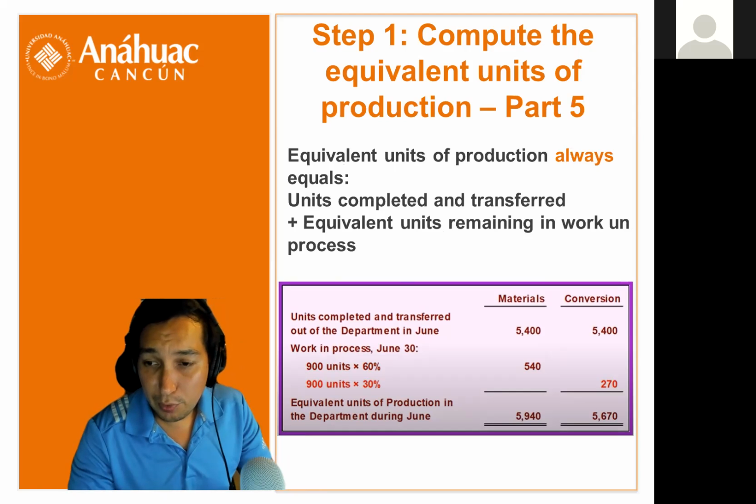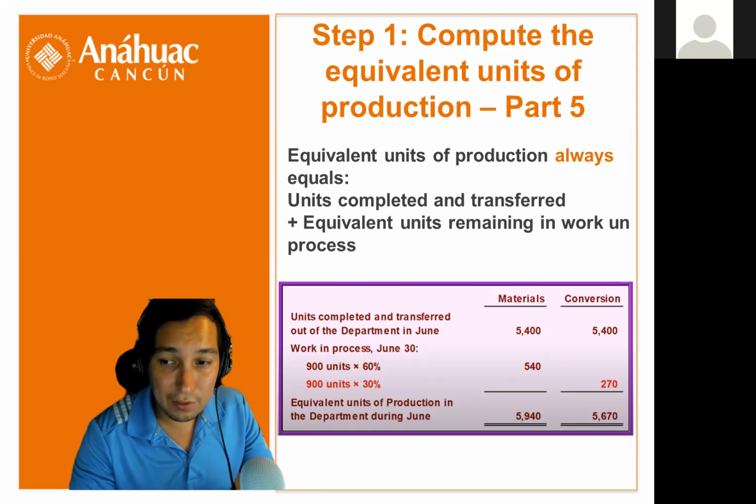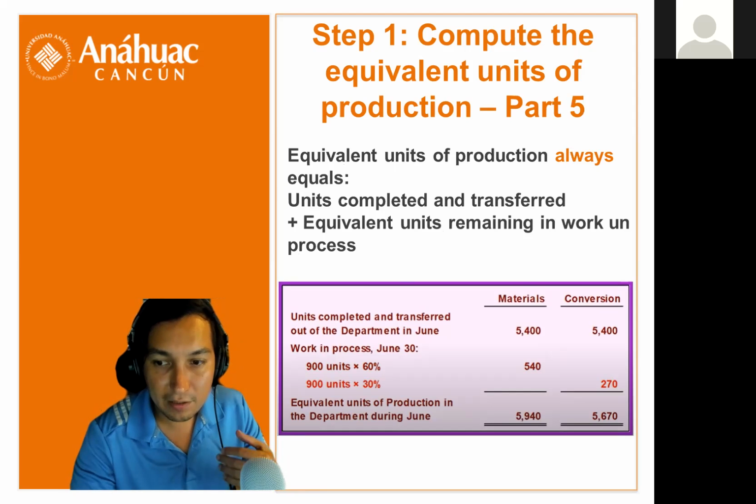Equivalent units of production always equals the units completed and transferred plus the equivalent units remaining in WIP. That's important. It's the units completed and transferred plus the equivalent units in WIP.